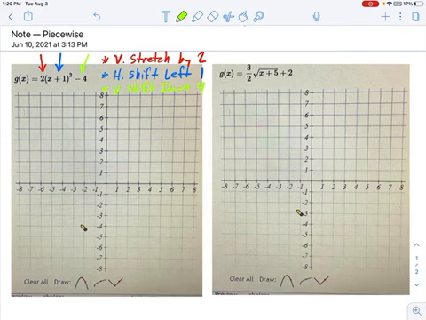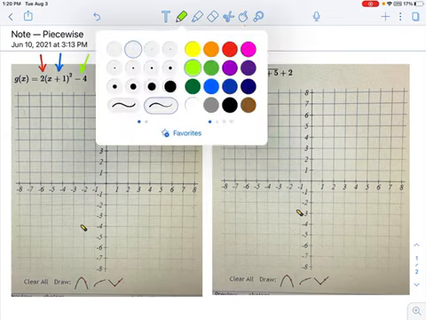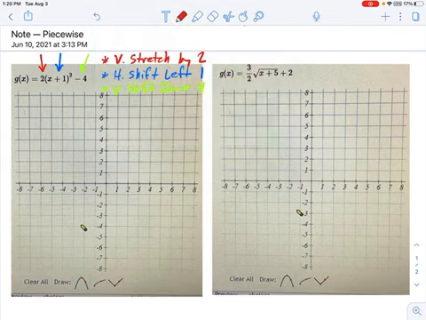Remember, anything inside the parentheses, like what I had in blue, anything inside the parentheses is a horizontal transformation. Anything outside the parentheses is a vertical transformation. Although it's easier to know which parentheses I'm talking about when we're using function notation. Now, we just go ahead and pick some points and start transforming it.